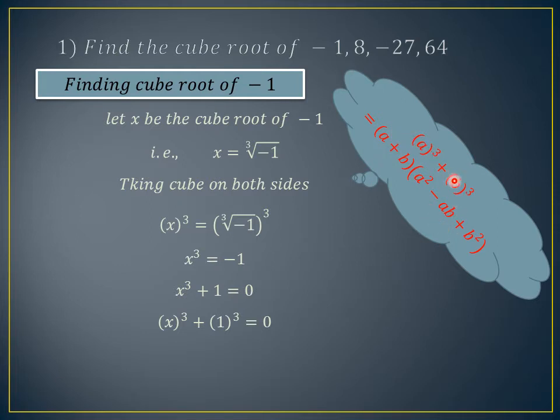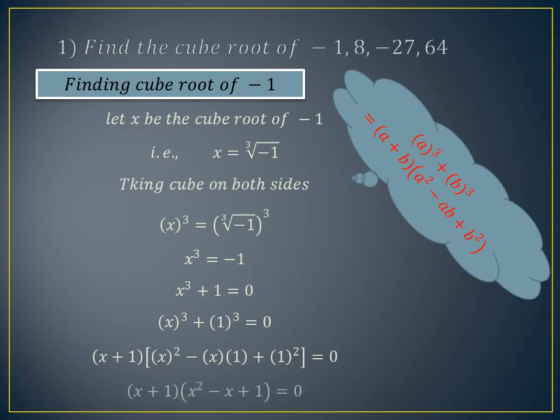The first side of the equation is given to us. We have to change it to this side. In the formula, wherever a is written, we will write x, and in place of b, we will write 1. So applying the formula, we will get a plus b, which is x plus 1, then a square, which is x square, minus ab meaning x into 1, plus b square, which will be the square of 1. Now we will open the brackets. Opening the brackets, we get x plus 1 into x square minus x plus 1 equals 0.